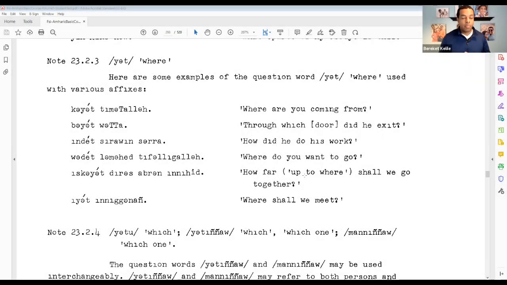For the third subpart here, it's going to be pretty short. It covers the word yet, which means where. They give you a couple examples where it's used with various affixes. So just like with the word man, yet can be used with different prefixes. Ket, bet, indet, bodet, iskiet. That's pretty straightforward there.